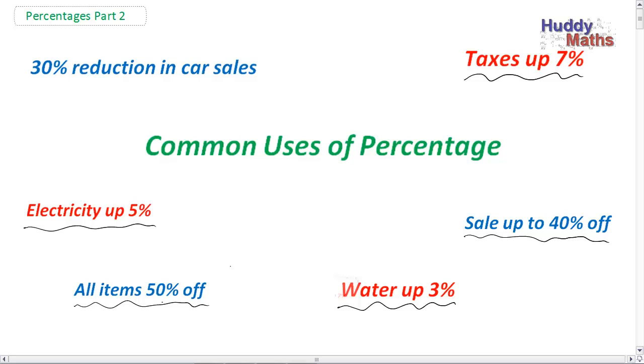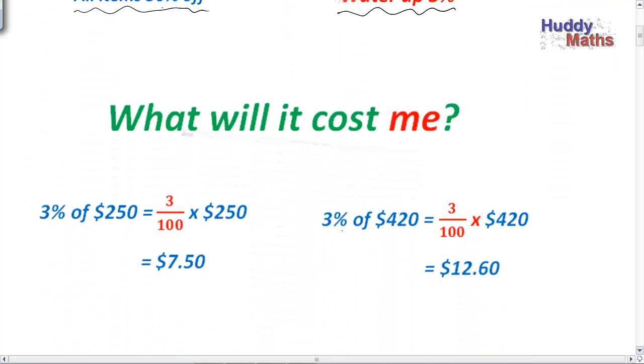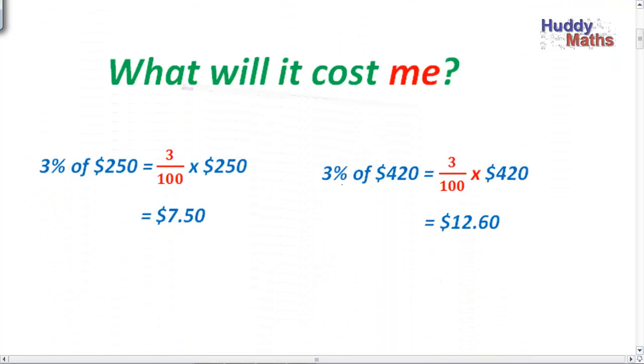So let's have a look at applying our understanding of percentages to some actual calculations that are practical. First question is, if these things are going up or going down, what will it cost me? That's what you're going to ask. So 3% of your water bill, that's the increase. 3 out of every 100 times 250, the increase is $7.50. Somebody else has got a slightly higher water bill, and they're going to pay the same increase as a percentage, 3%.